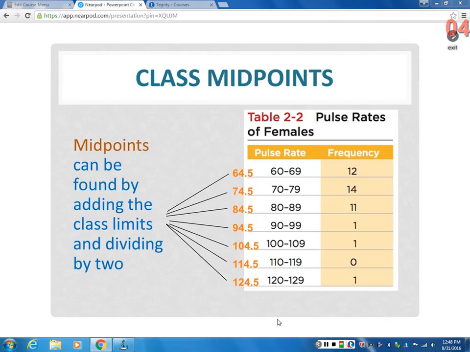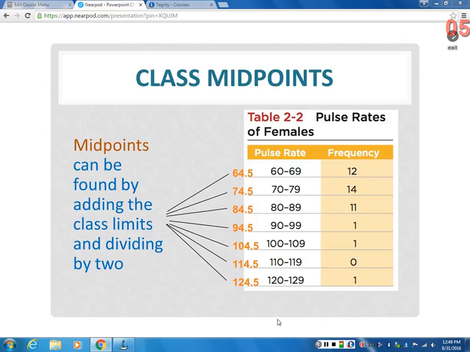And it's easier to figure out what the midpoint is by adding those two numbers together, 60 plus 69, and then dividing by 2. And that's how you can come up with the 64.5. And you can actually do that all the way down, but if you remember that these are all 10 apart, and these are all 10 apart, you really only have to calculate the first one, because you can just add 10 to the first midpoint to get to the next one.